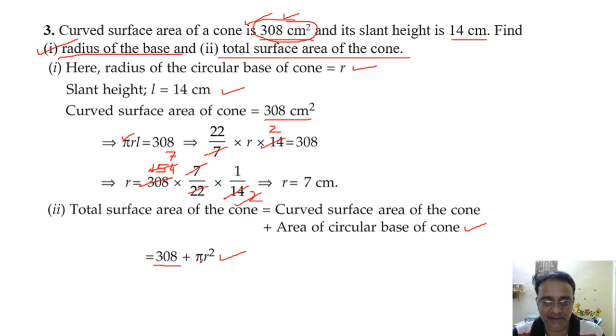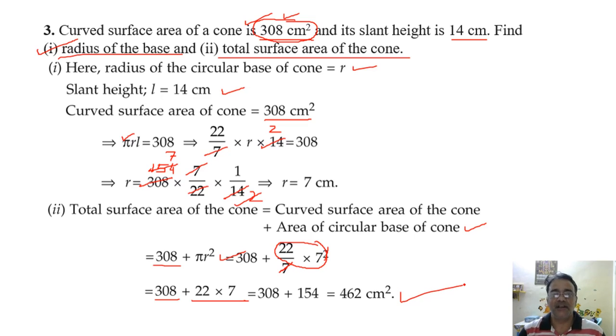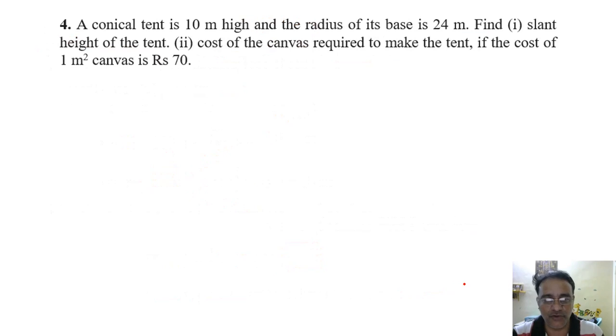Okay, now substitute the value. 7 is cancelled here. So this will be 154. Okay, 154 plus 308. So what is the final answer? We'll get 462 centimeters square. Any doubt in this question? No, sir. Okay, so now we'll move towards the fourth question.